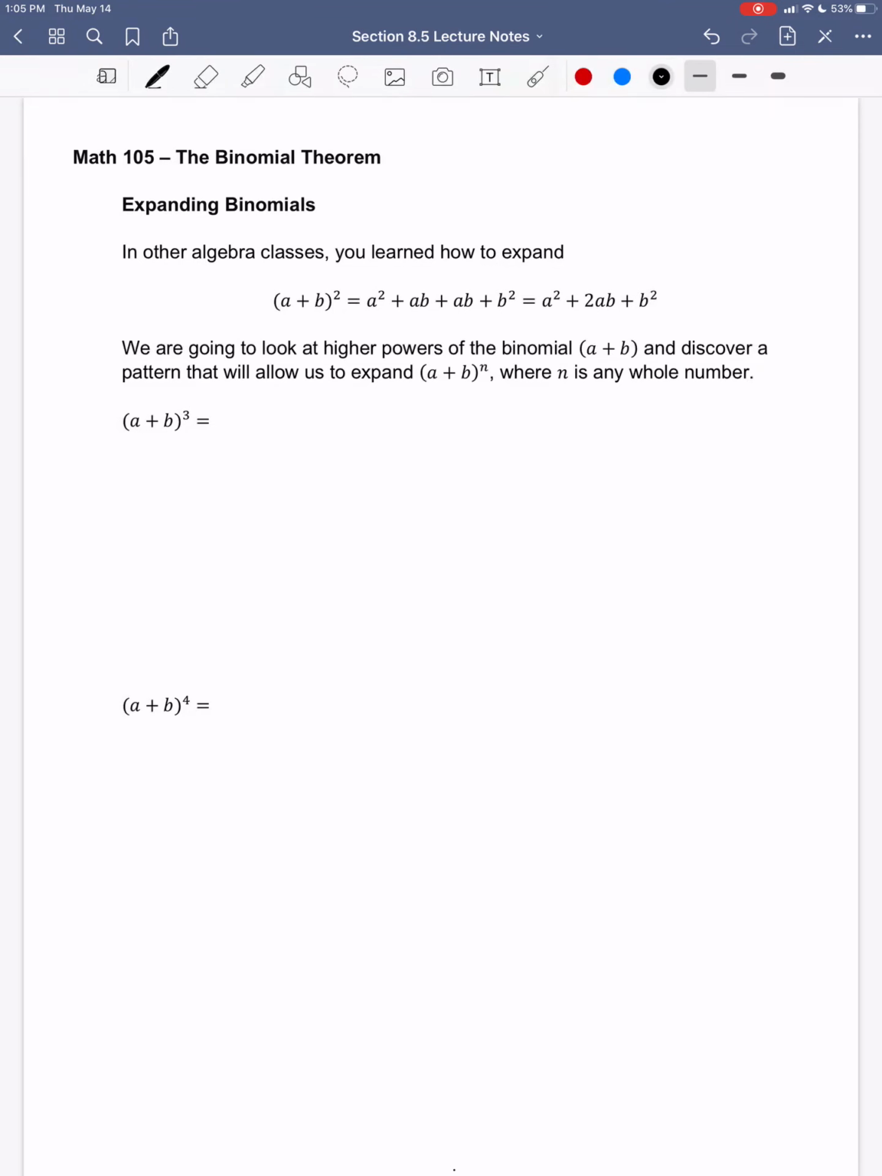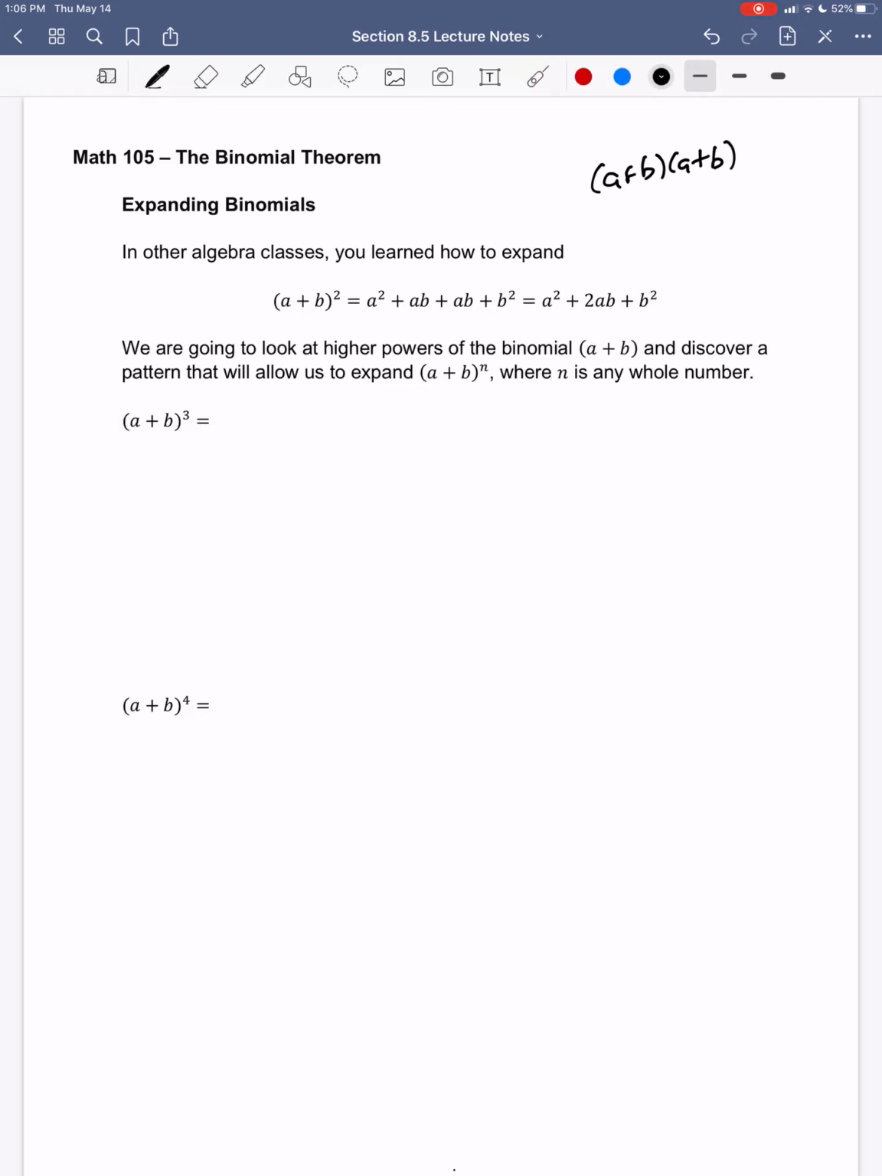In this mini lecture, I'm going to look at something called the binomial theorem. Now, in other algebra classes, we've learned how to do stuff like take (a plus b) quantity squared. So we do FOIL on that. It's really (a plus b) times (a plus b). And when I do FOIL, a times a is this a squared, a times b and b times a give me these two middle terms, and then last b times b is the b squared. So we get a squared plus 2ab plus b squared.